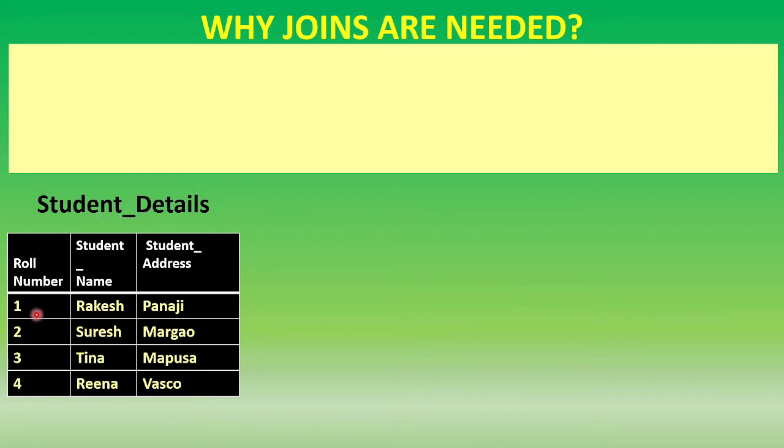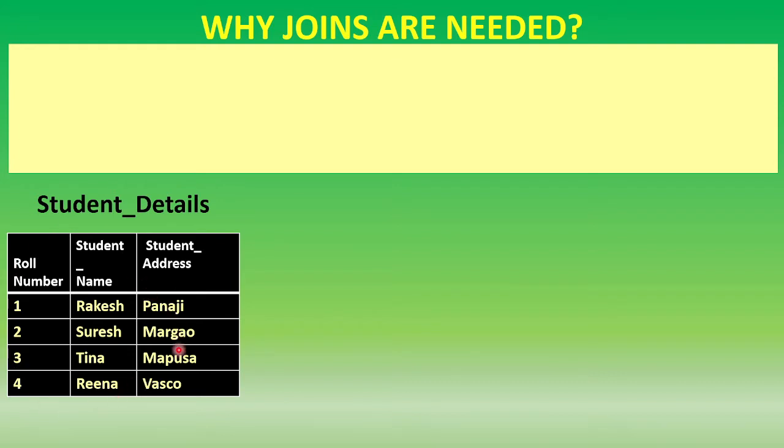Here in this table I am storing the student details. It has three columns: roll number, student name and student address. It has a total of 4 records. Roll number 1, student name is Rakesh and student address is Panjim. In the same way, I have roll numbers 2, 3, 4 and their names and addresses respectively. So this is the student details.